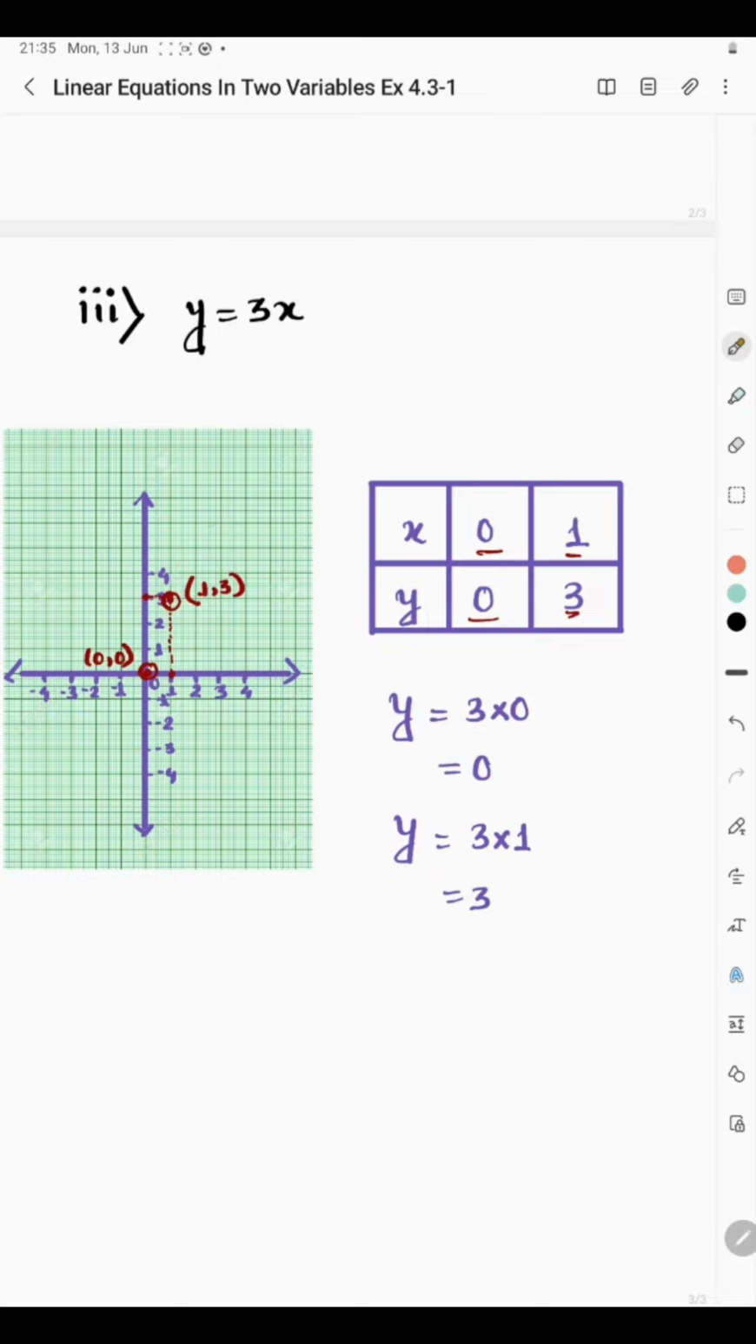Now we will join these two coordinates using a scale and pencil. Okay. Now we will have to write the equation on this line, which is y is equal to 3x. Okay. So this way we will have to complete the graph. Now moving on to the last part of this question.